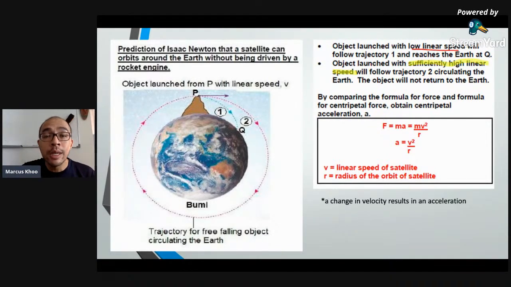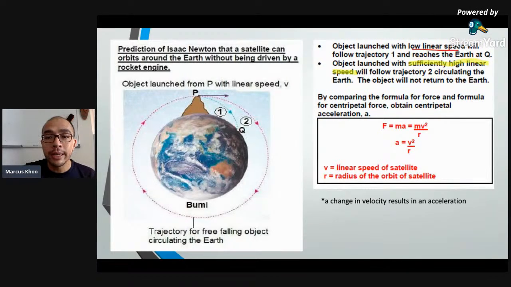But how do you know how much speed a certain satellite needs, so that it doesn't fall into the ground, so that it will not return to the earth? Okay, but the first thing we need to know from here is how to calculate the centripetal acceleration.